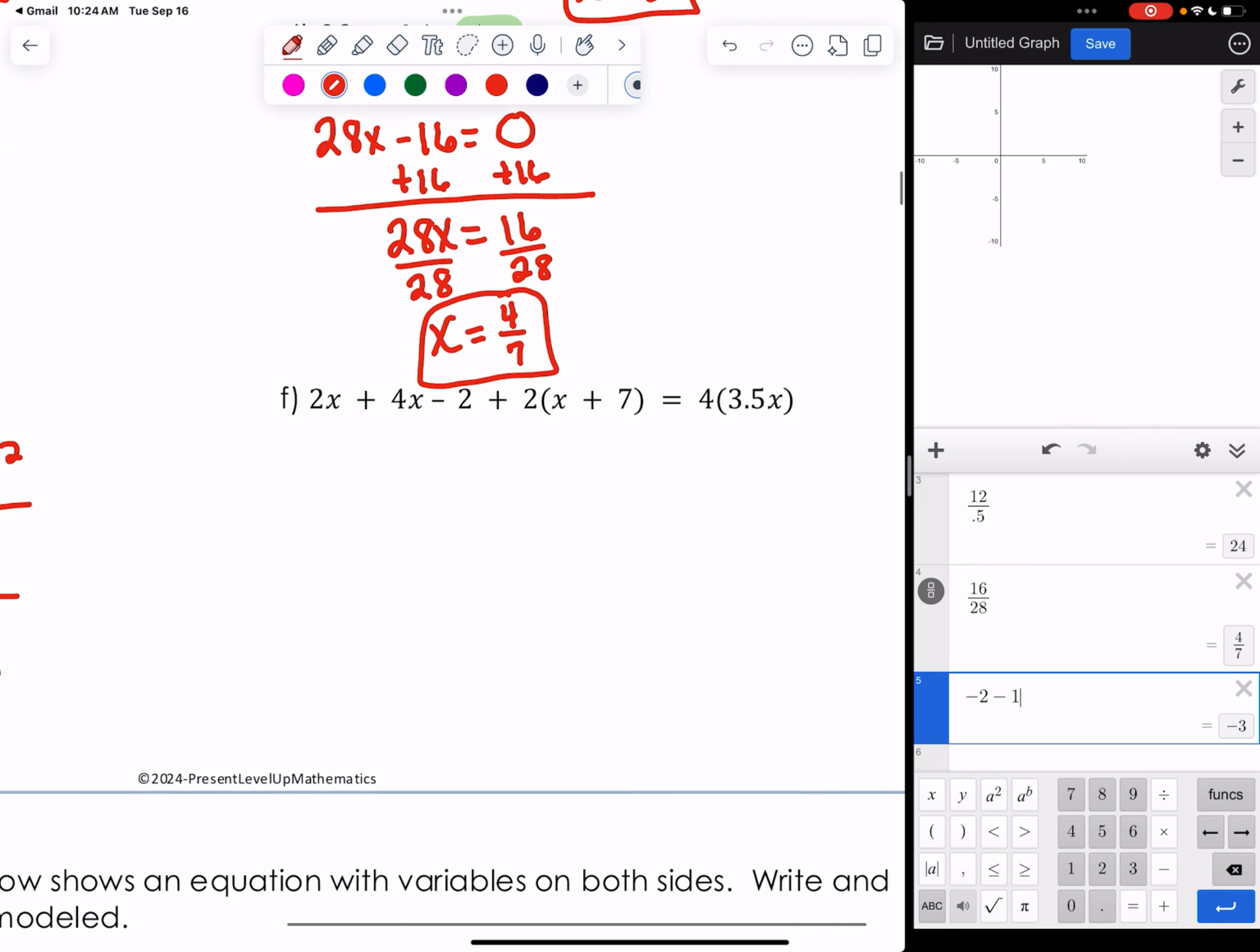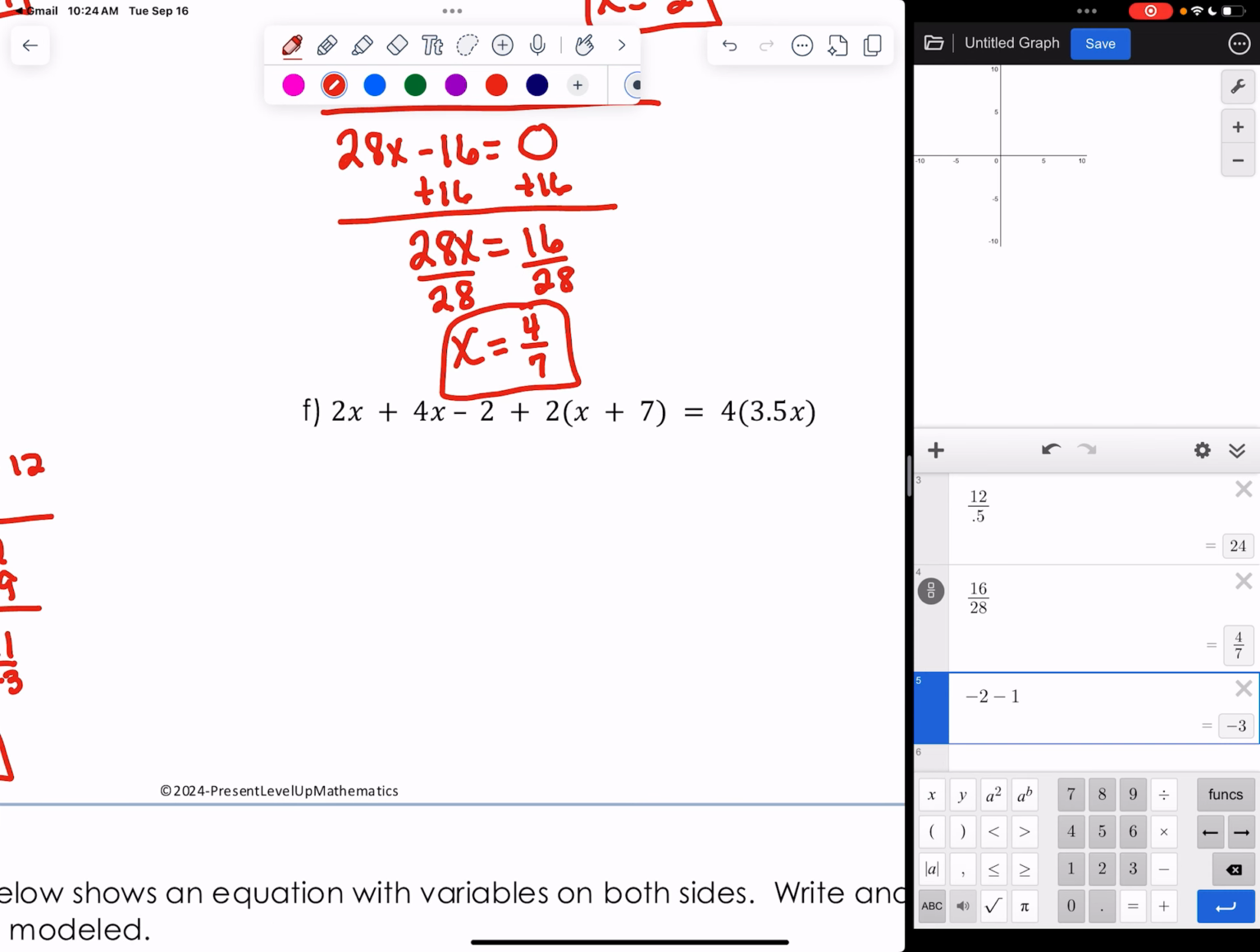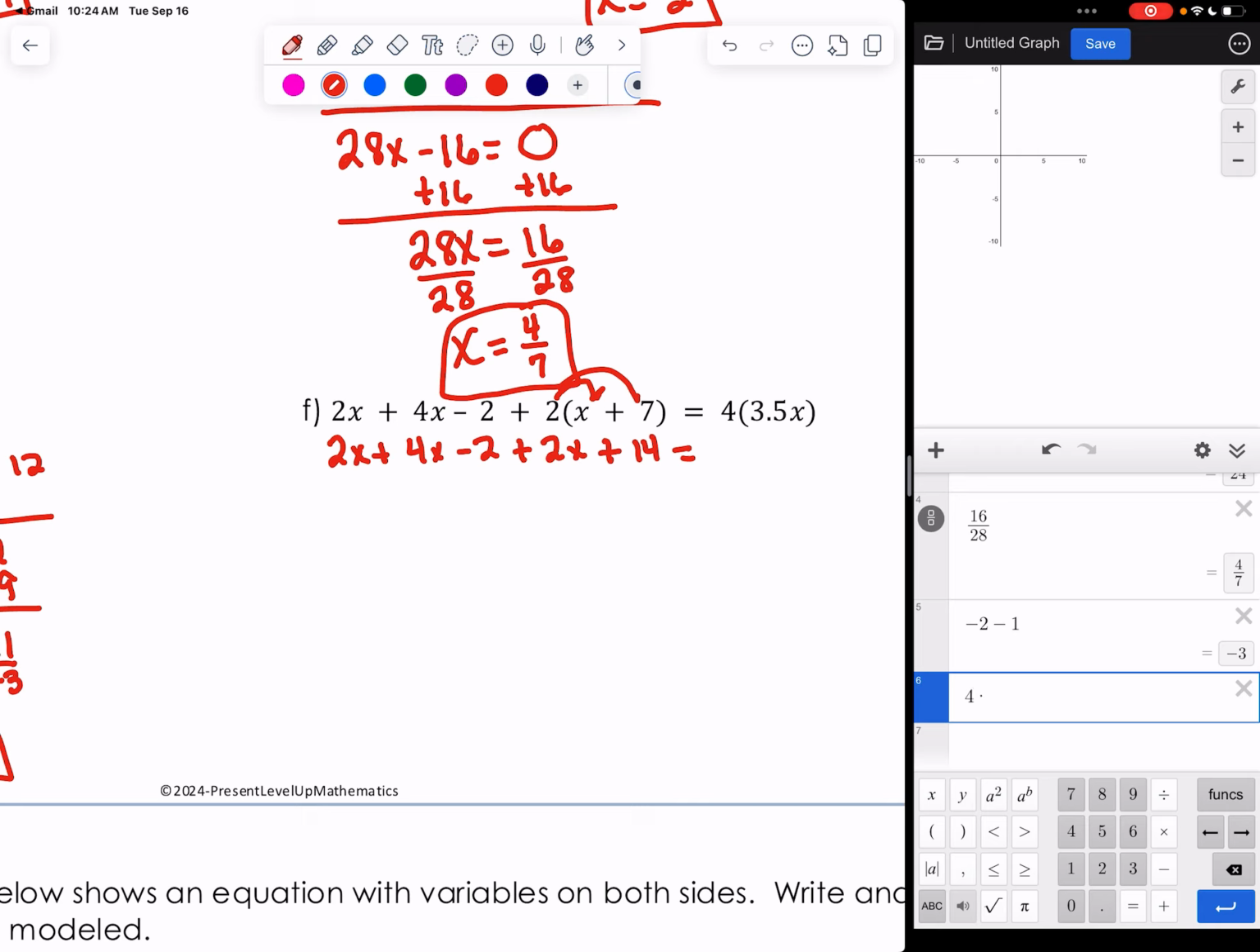All right, problem F. Now, in problem F, we have some parentheses and some like terms. So, according to the order of operations, we want to start with our parentheses. So, let's drop down the 2x plus the 4x minus the 2, and then let's multiply everything in this parenthesis by 2. So, 2 times x, 2x. 2 times 7, 14. And then we have parentheses on the other side, 4 times 3.5. That gives me 14.